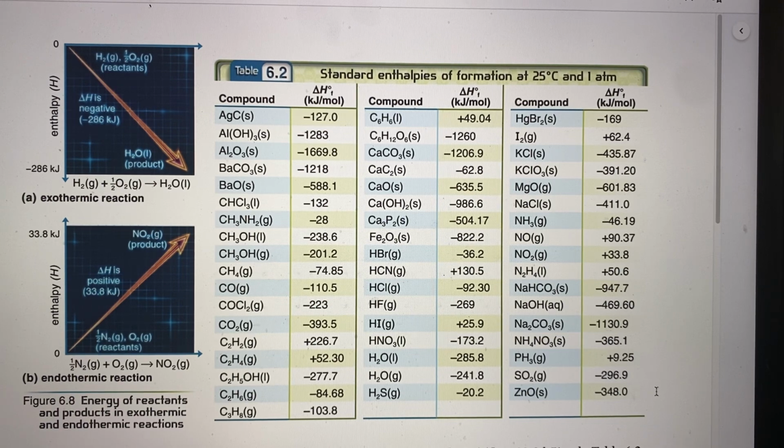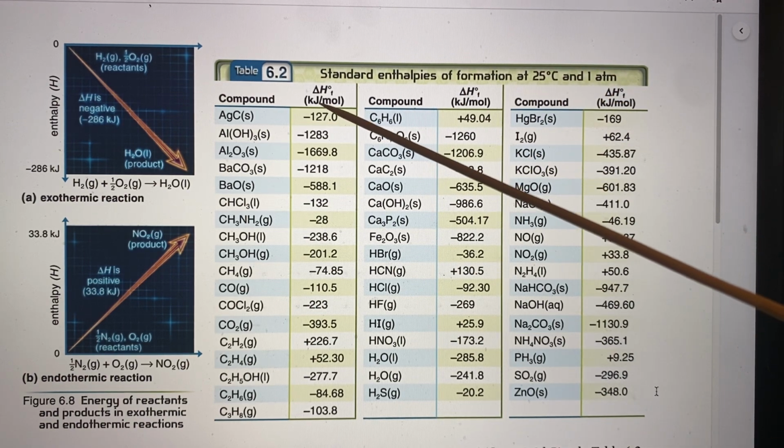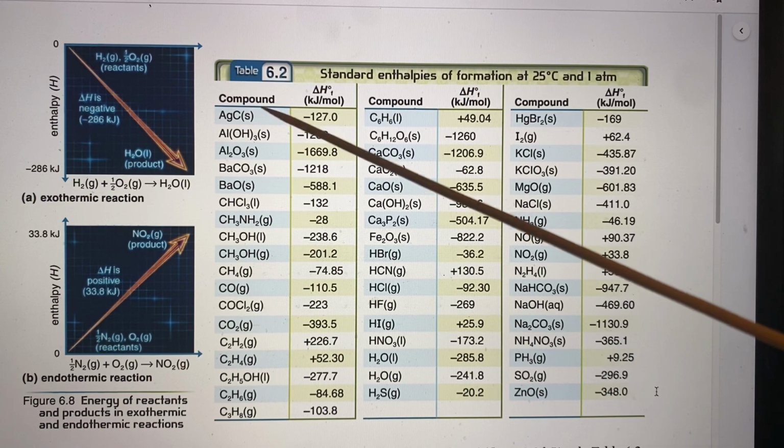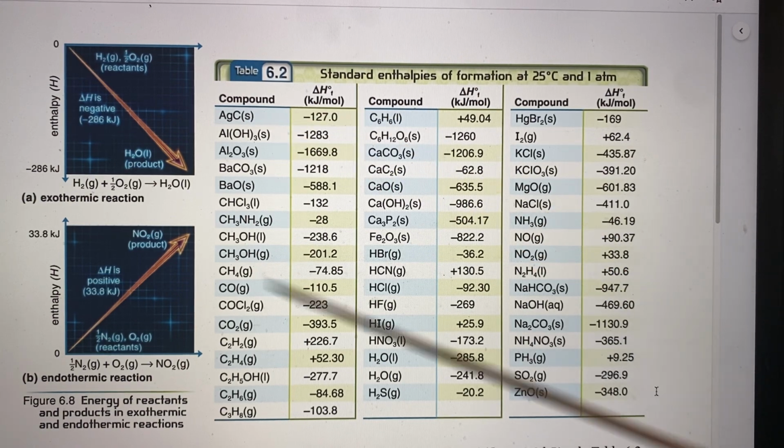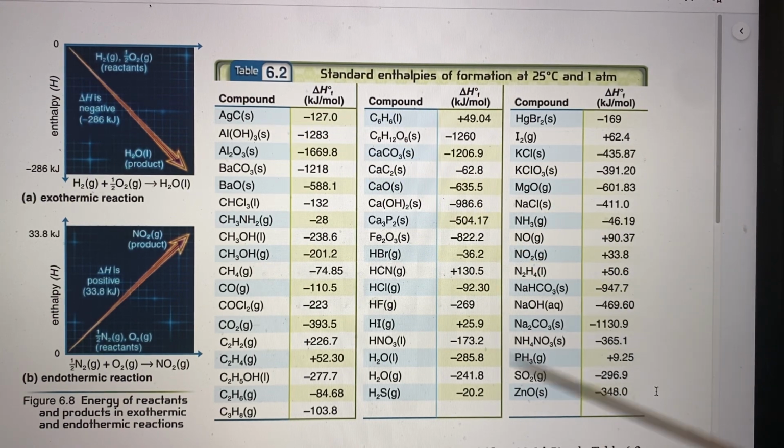And this table basically has all of the standard enthalpies or the specific heats there. So when you need to know the enthalpy of these things, these are all different. I say elements, but they're not elements, they're compounds. So remember, an element always has 0. And a compound will have that enthalpy state.